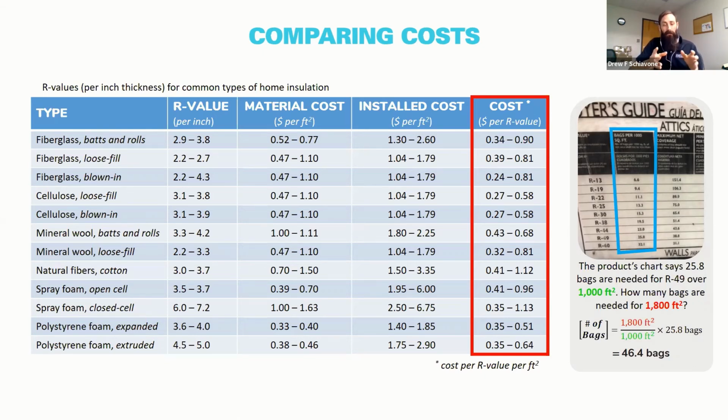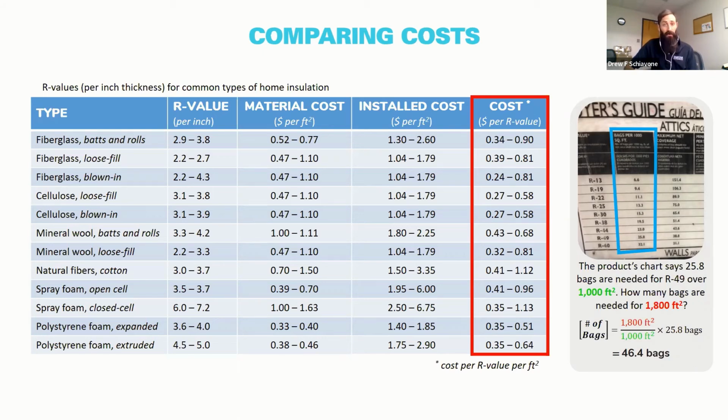This is what I've highlighted in red at the far right of the table: the cost per R value. For the attic, for instance, again, we want R49 in the attic in Maryland. And so if we are aiming for that, we're going to see how much it costs per R value, regardless of what type of insulation you use. I've just included some rough cost estimates there. You might find different costs in your area, but I just put this together.